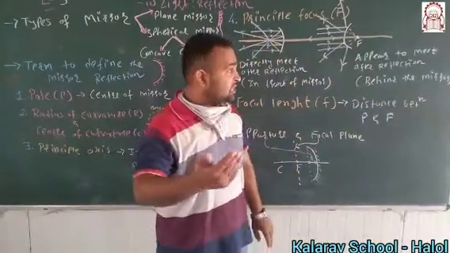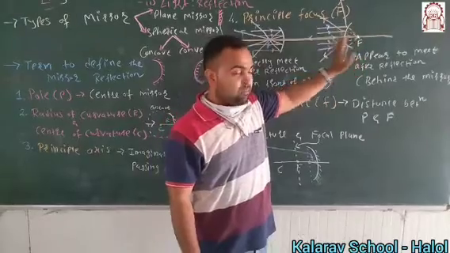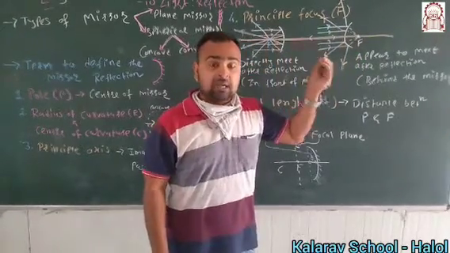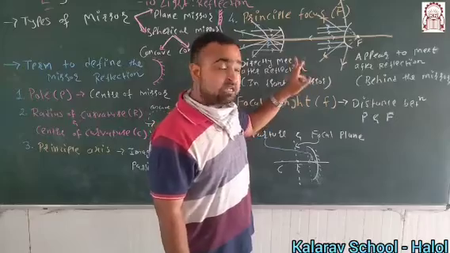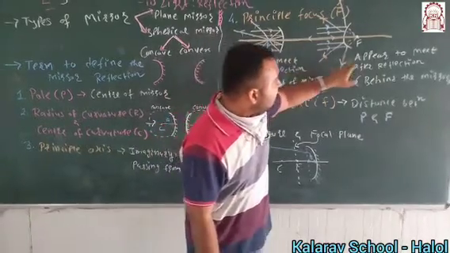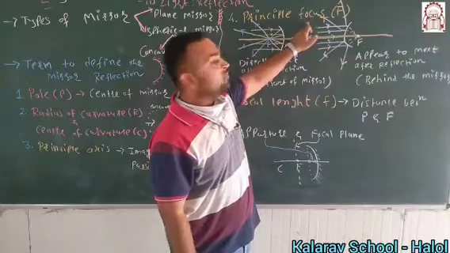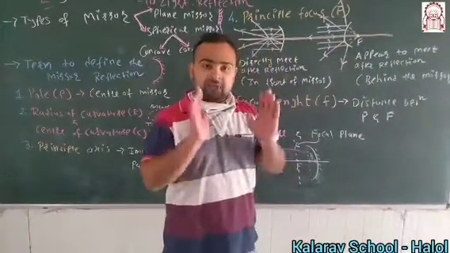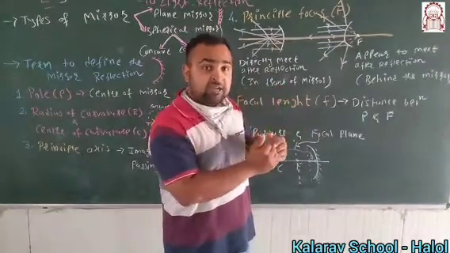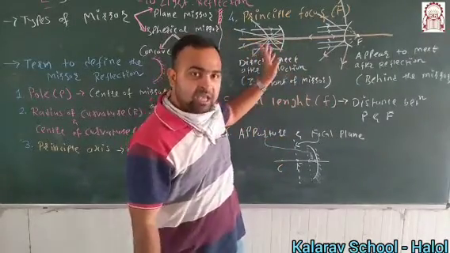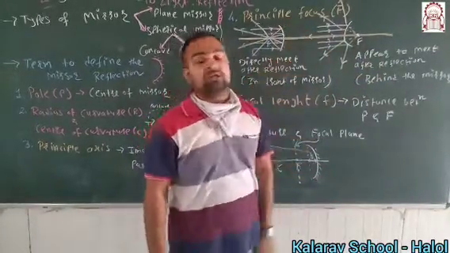Now we again revise the definition. When a parallel beam of light is incident on the mirror, then after the reflection, if they directly meet in the case of a concave mirror, or if they appear to meet in the case of a convex mirror, that point is considered as the principal focus of the respective mirror.